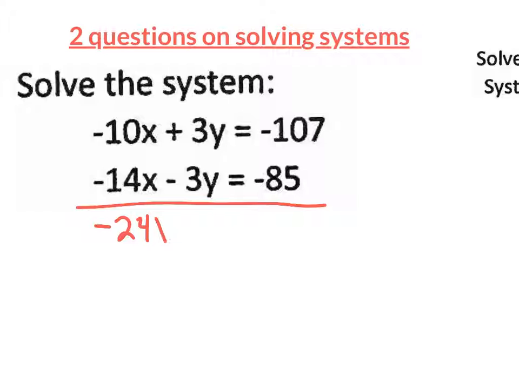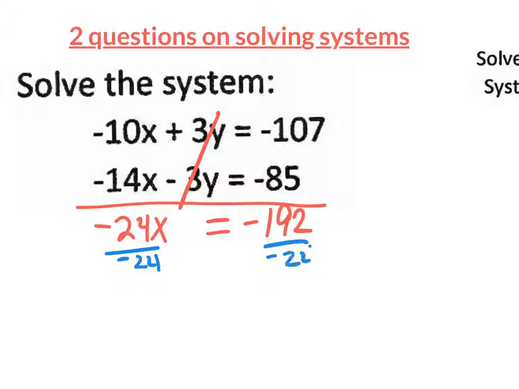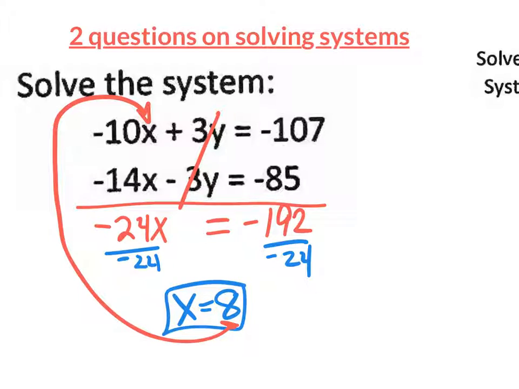We are going to end up with a negative 24x. These guys cancel, the equals comes down, and over here on the right side we have negative 192. And so we have a simple one-step equation now. We divide by negative 24, divide by negative 24, x equals positive 8. A negative divided by a negative is a positive. If you have the x value of 8 and you want the y value, all you have to do is substitute it into any equation you want. I want to go with the top one. I am going to take the 8 and plug it in right there into the x.